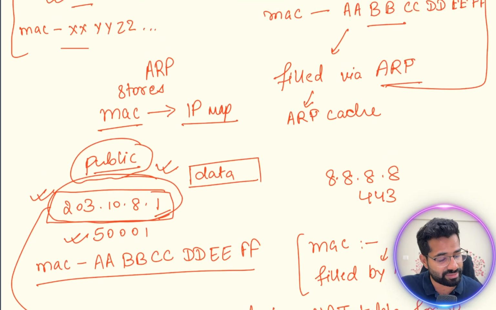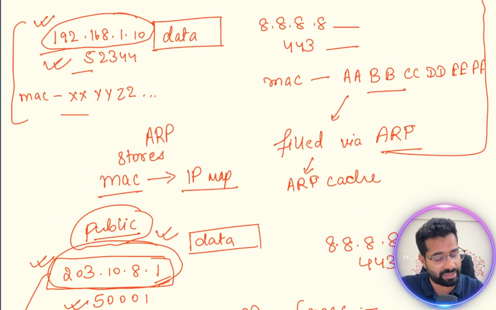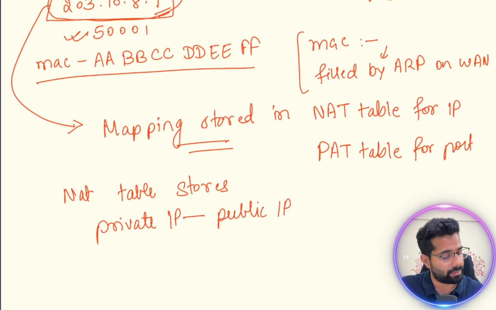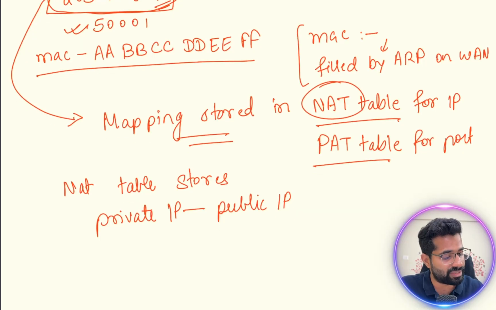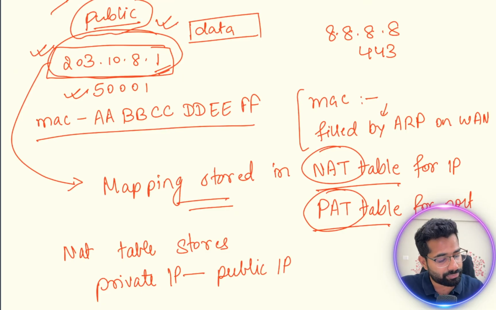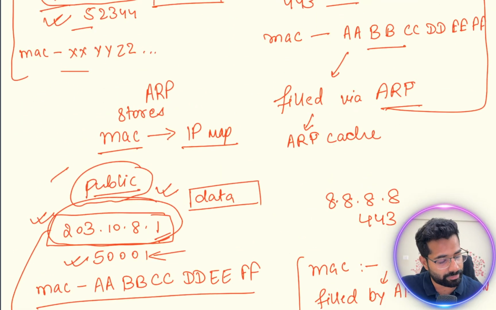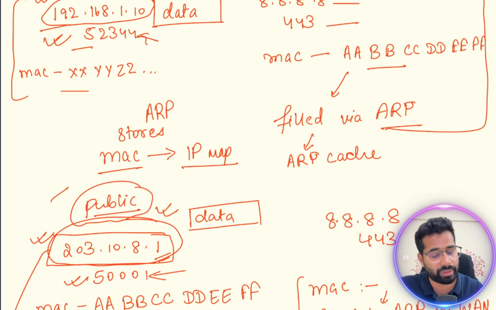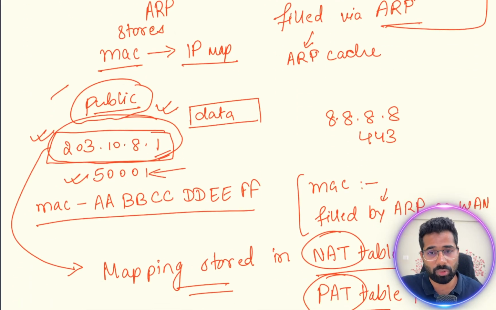When it first replaced the private IP with its public IP, it stored this private IP to public IP mapping in a NAT table. Since multiple requests can be flowing in, it will also create a PAT table. The NAT table is the network address translation table, whereas PAT is port address translation, so that a unique port is attached. Based on which port the request is coming to, it will know which private IP and port it has to send to.